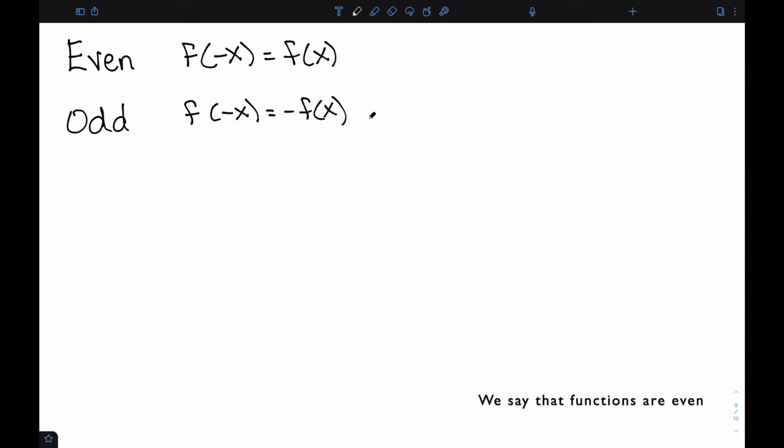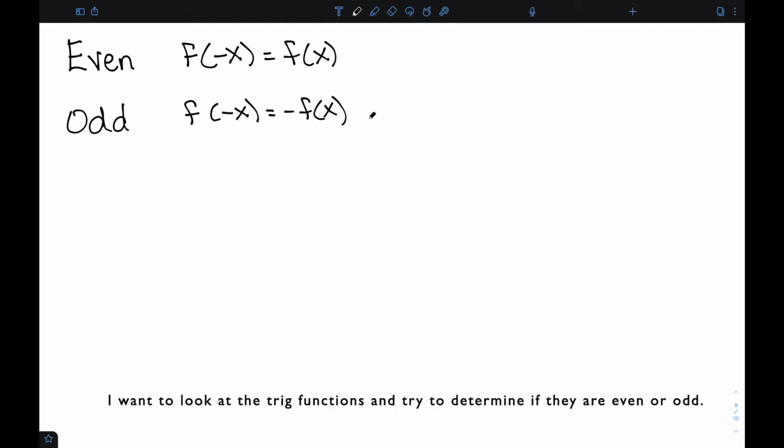We say that functions are even if f of negative x is equal to f of x, and we say that they're odd if f of negative x is equal to negative f of x. And I want to look at the trig functions and try to determine if they are even or odd.